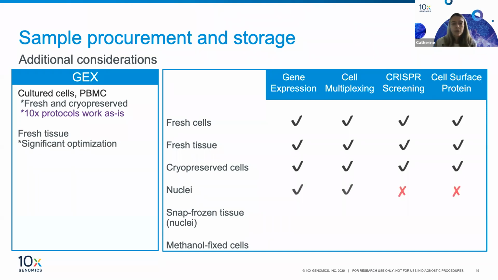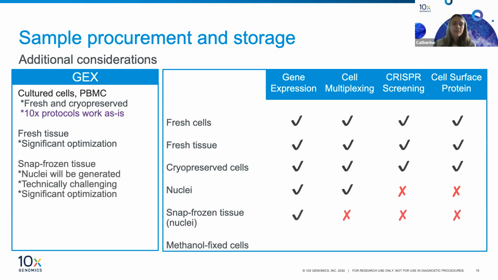Now, in some cases, for example if you were using our epigenomics assay, then nuclei is your required input. You may also have other reasons to use nuclei, which we'll look at in a moment. And in those cases, the assays that are available to you are our gene expression assay and cell multiplexing.